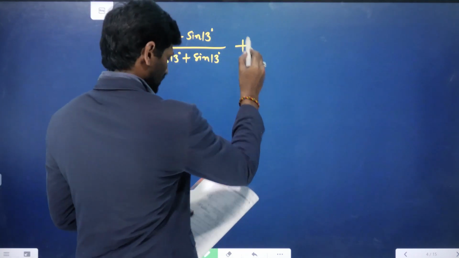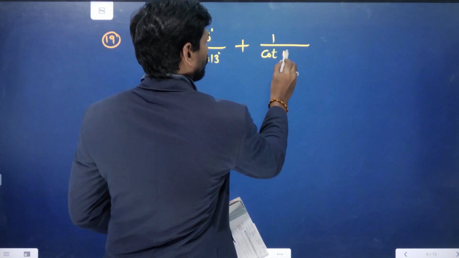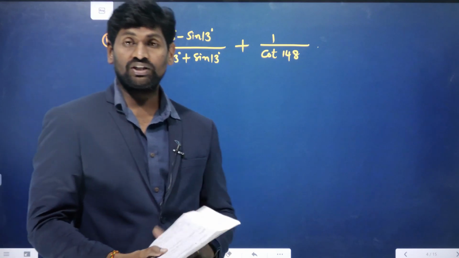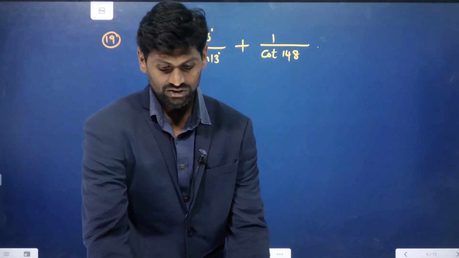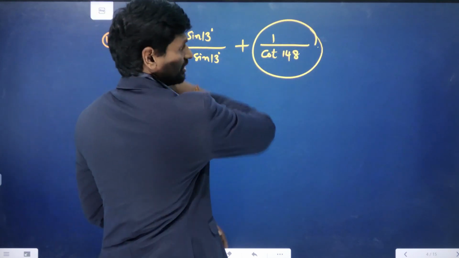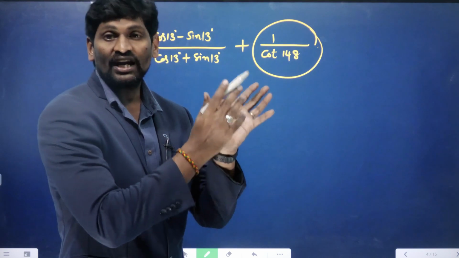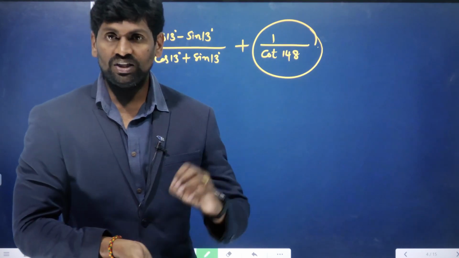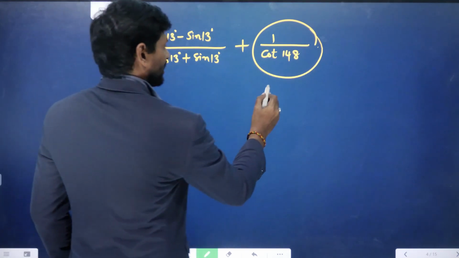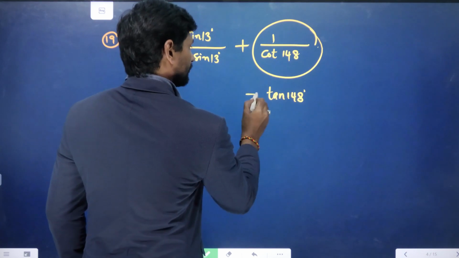Plus 1 by cot 148. But we don't know the 148 values and all. Okay, so let us try to do this. Now 1 by cot theta is nothing but tan theta, because tan and cot are reciprocals. So this I can write as tan 148 degrees. Okay?